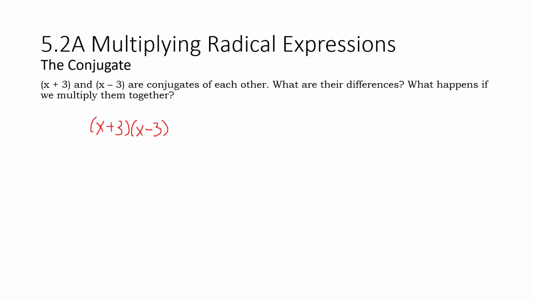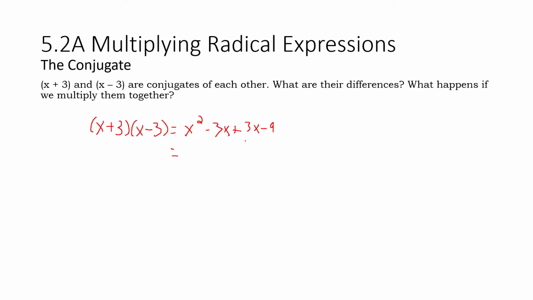So multiply everything in here, distribute everything in this term with everything in this term. So x times x equals x squared. X times negative 3 is negative 3x. 3 times x is 3x. And 3 times negative 3 is negative 9.